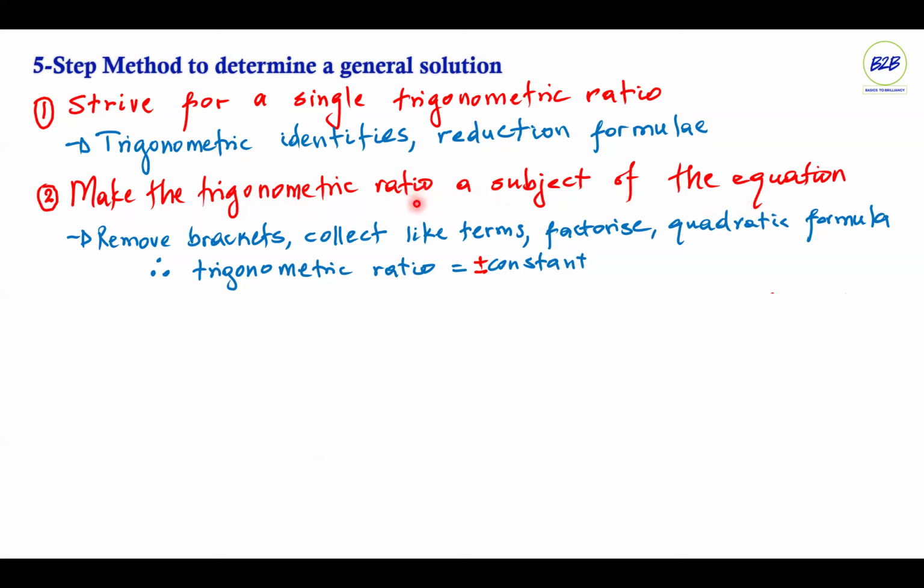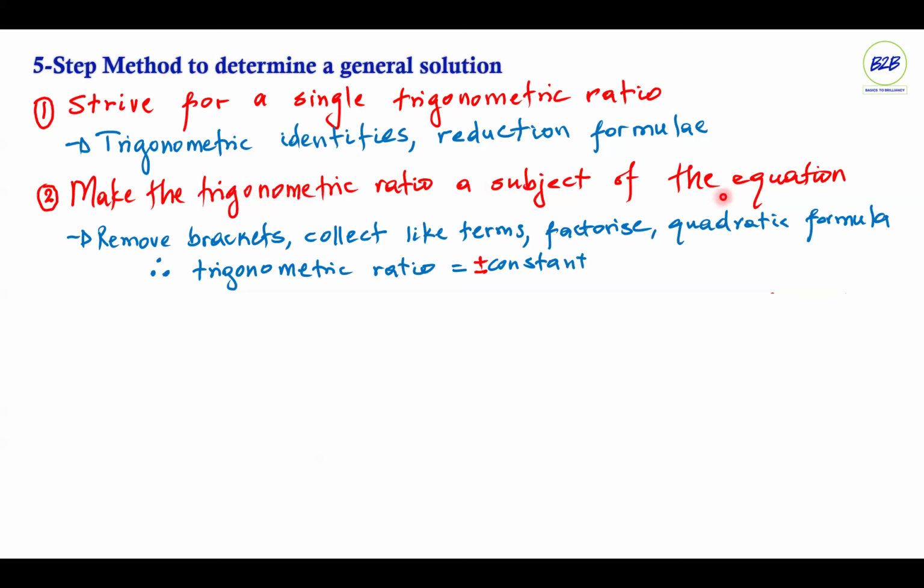Well, the answer differs from one scenario to another, but perhaps it can include removing brackets. It can also involve collecting like terms. It can also involve factorizing. It can also involve using a quadratic formula. So it really differs from one equation to another. We will obviously demonstrate this throughout the episode. So the second step, what do you do?